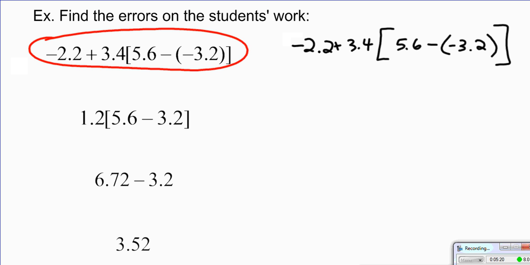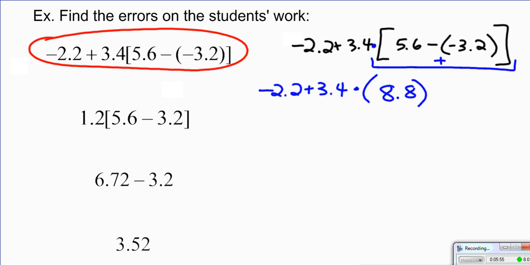Okay, so you've solved this question on your own. We're just going to double check it. So we've got negative 2.2 plus 3.4 times the bracket, and inside the bracket we have 5.6 minus negative 3.2. So the first thing we're going to solve is inside the bracket. So negative 2.2 plus 3.4 times the bracket carries down. We haven't used it yet. And 5.6 minus negative 3.2 is actually 5.6 plus 3.2. And we end up with 8.8.